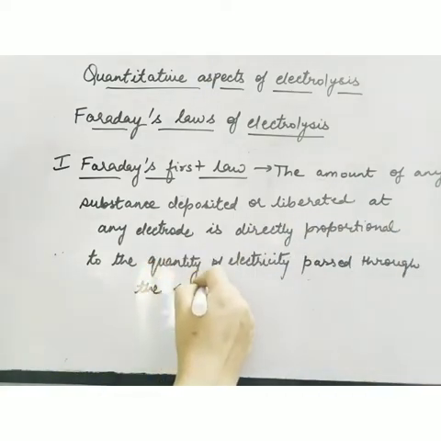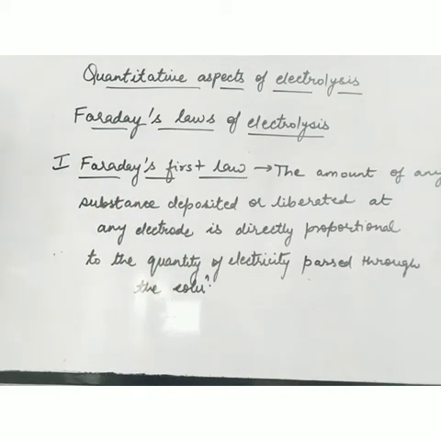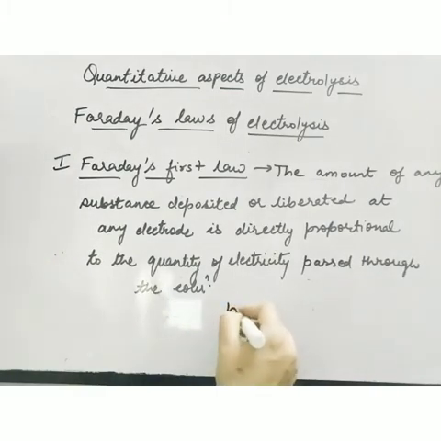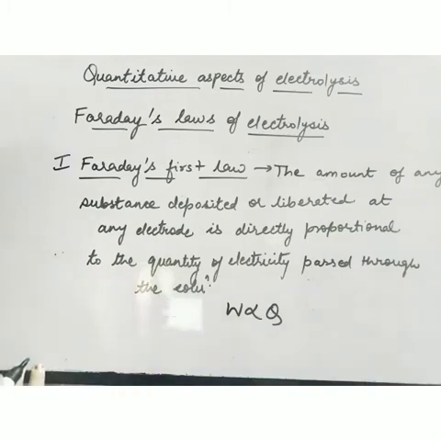Okay, it means the greater the electricity passed through the solution, the more will be the amount of substance deposited or liberated. If you pass current for a larger period of time, more and more elements will be obtained. So we can sum this up as W is proportional to Q. Now what is W? It is the weight of the substance. And what is Q here? Q is the amount of electricity.